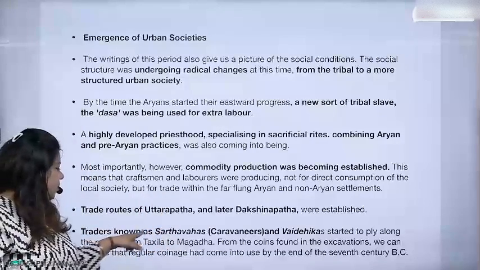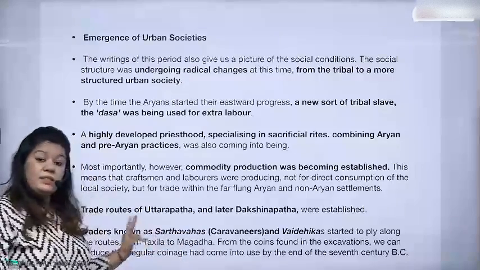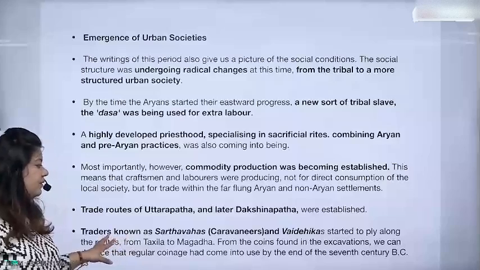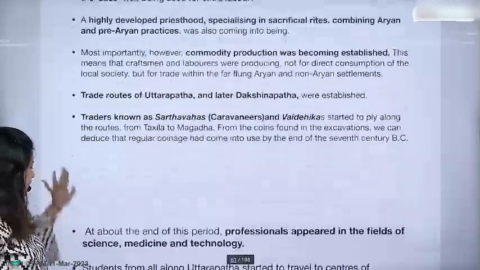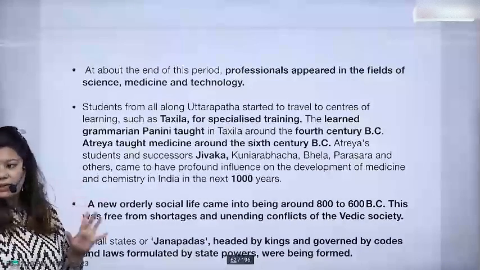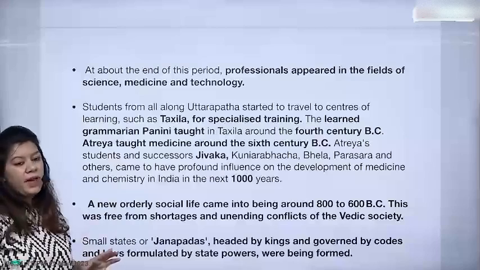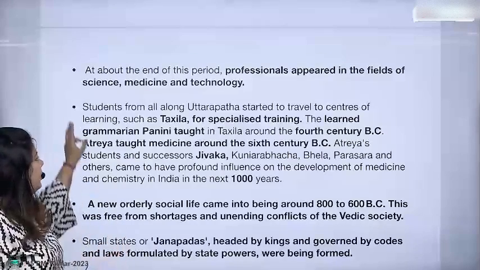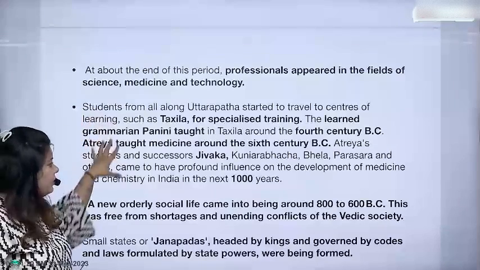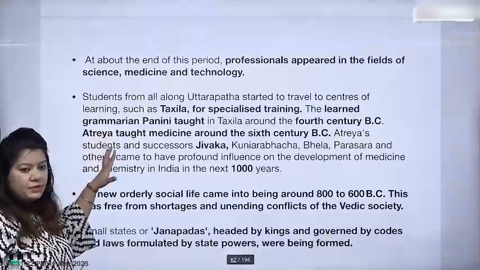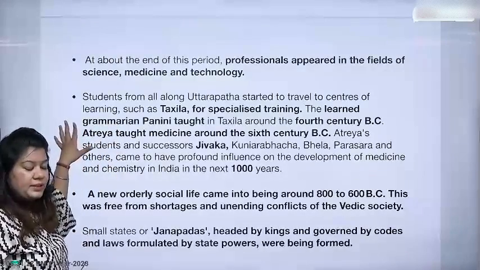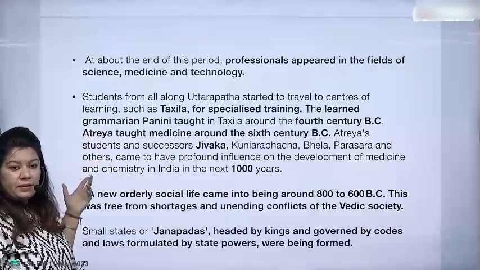There were traders called Sartavahas and Vaidehikas. Now these terms are very important. UPSC asked these terms. So they were basically caravans and traders. As I told you, a lot was happening in science and technology, which is again a very important characteristic feature of the Iron Age in India. There were fields like science, medicine and technology being developed. There were universities being developed, like Takshila during this phase, where Panini, a grammarian, also taught.